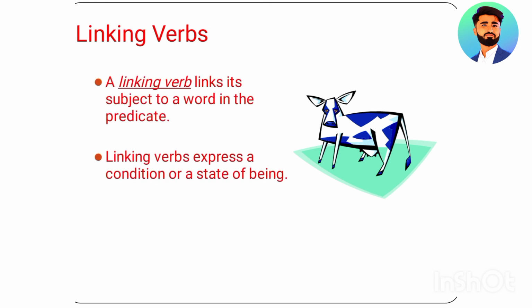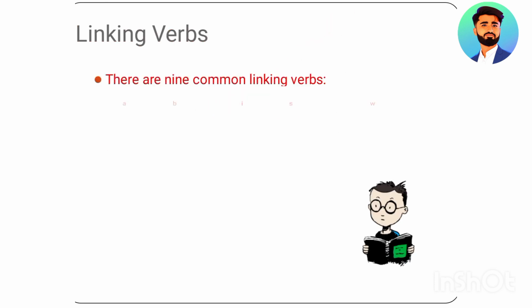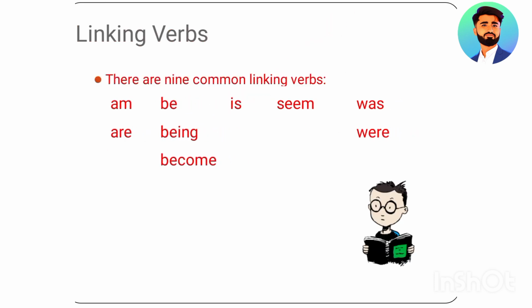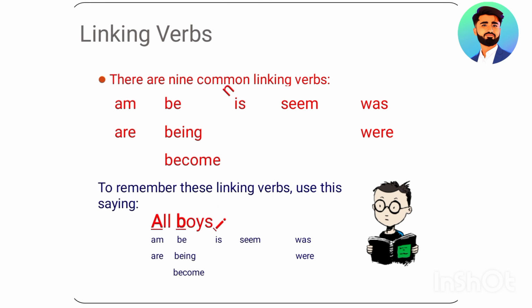Linking verbs. A linking verb links its subject to a word in the predicate. A linking verb expresses condition or state of being. The cow is blue. There is a linking verb between cow and blue. There are nine common linking verbs you can read. To remember these linking verbs, use the saying "all boys in school work."